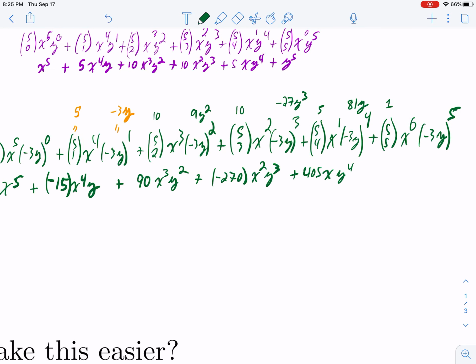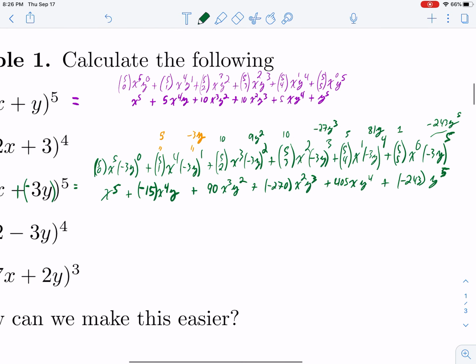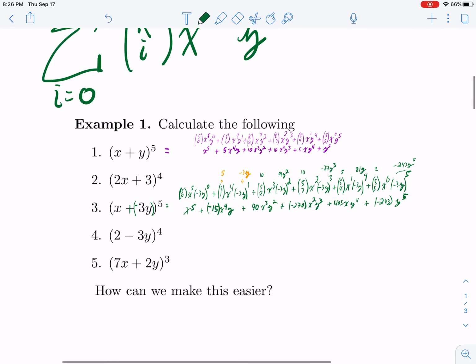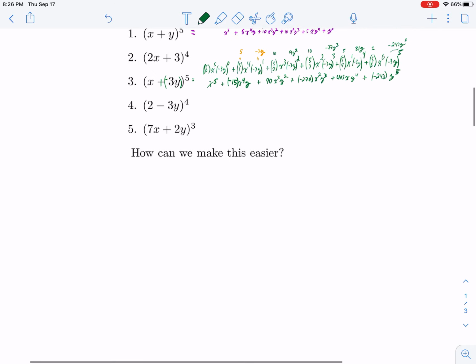This is 1. This is 81 times 3 is 243. So this is negative 243y to the fifth. So we have plus negative 243. X to the 0 is 1, y to the fifth. All right, so hopefully that brings back some memories. And how can we make this a little easier?